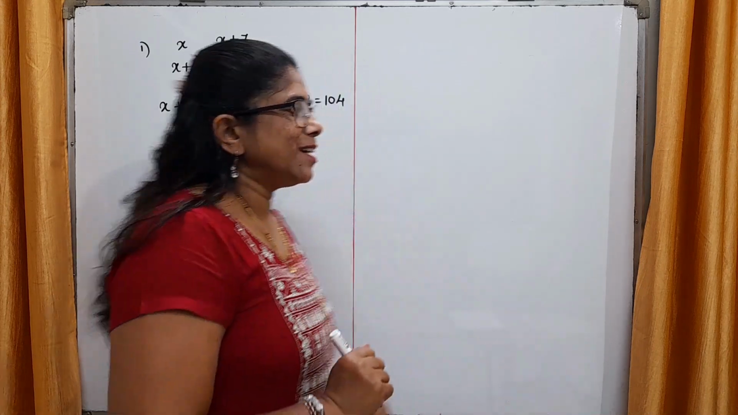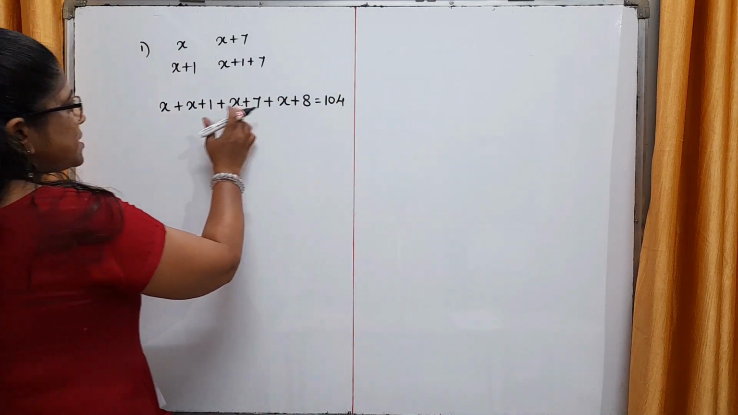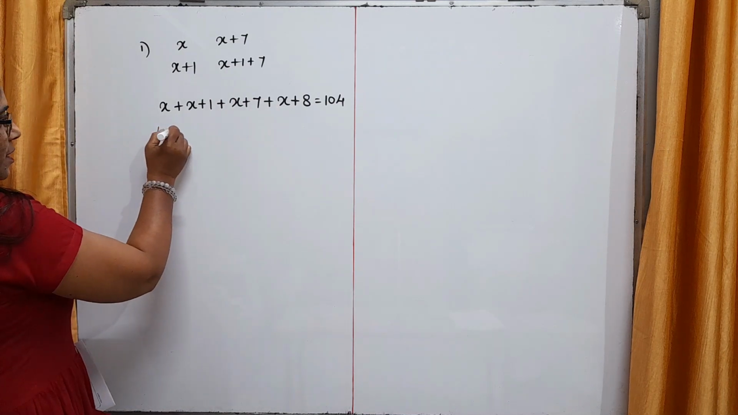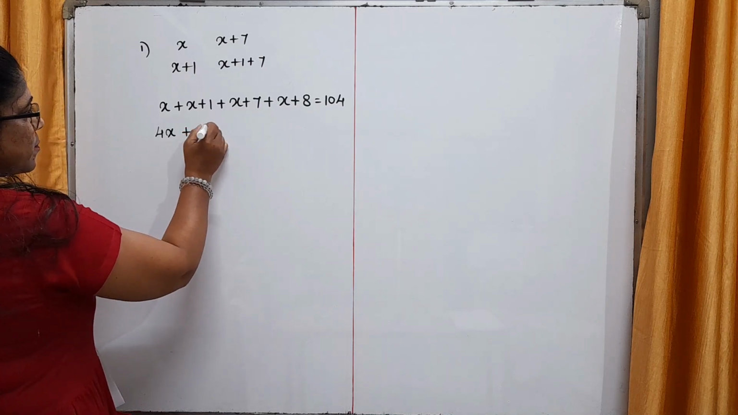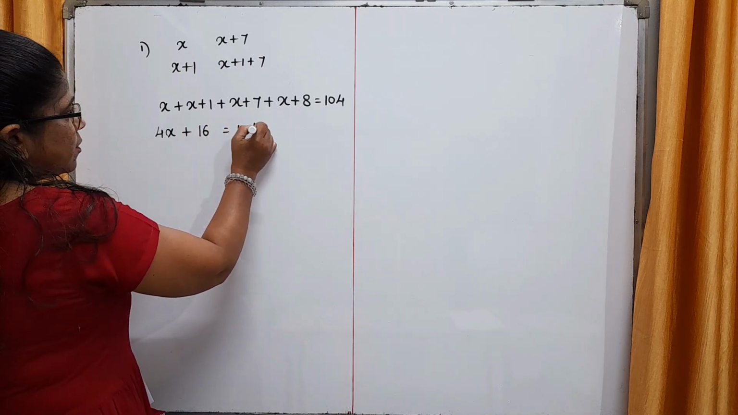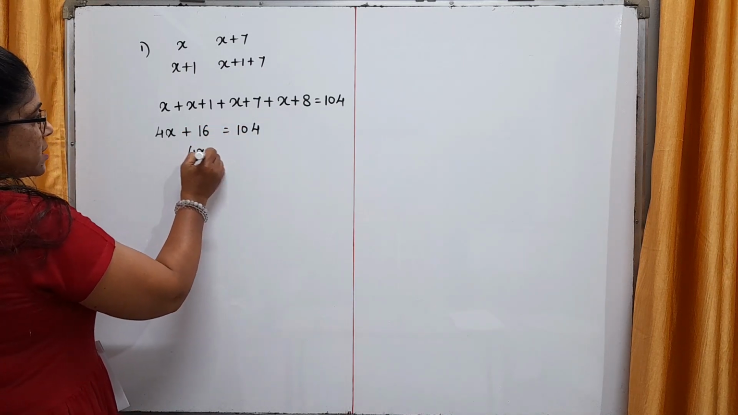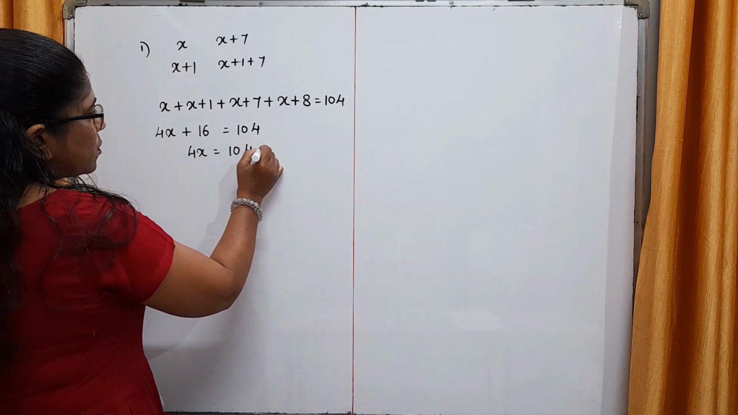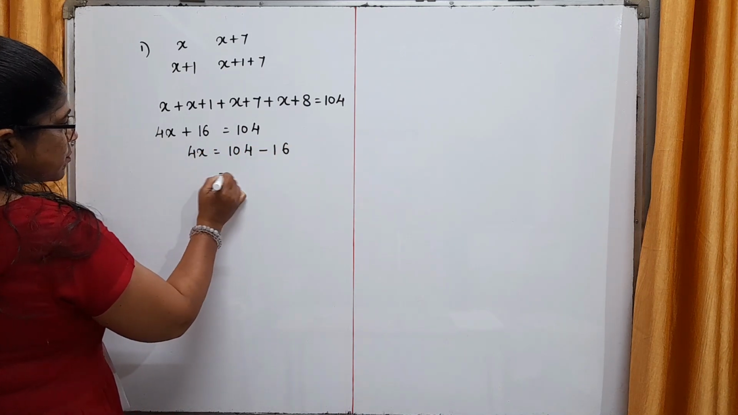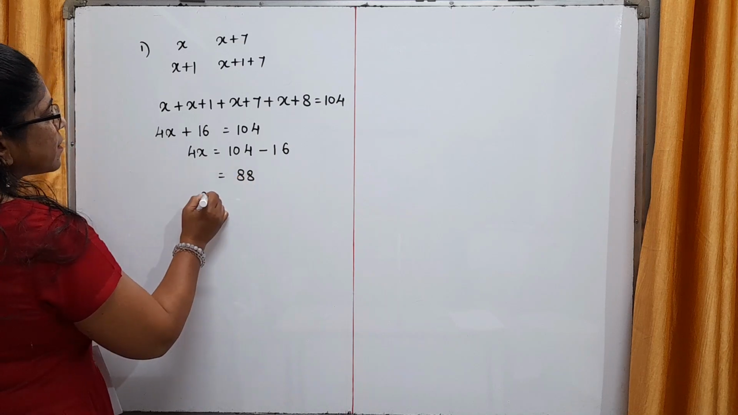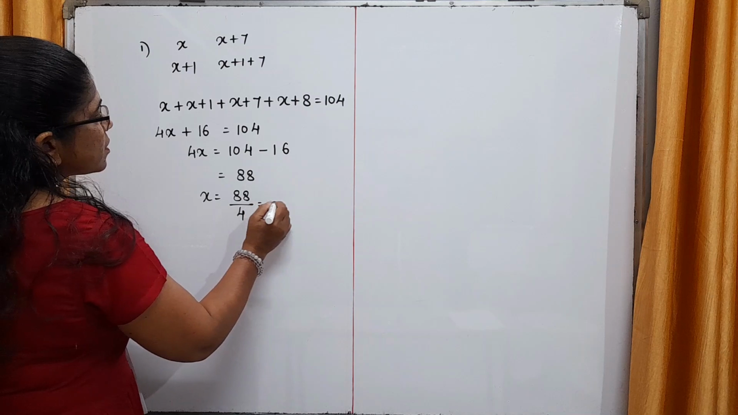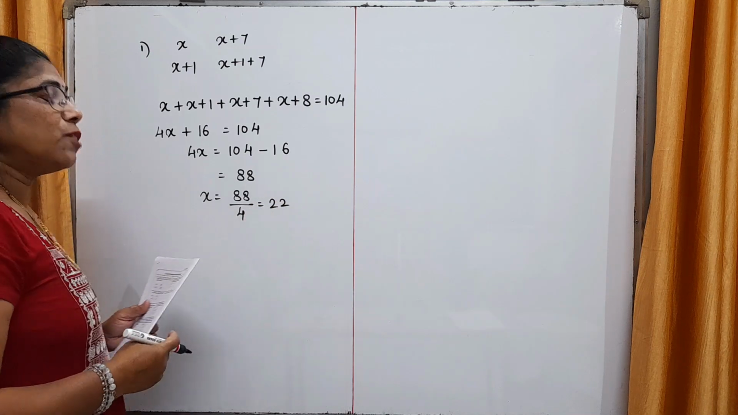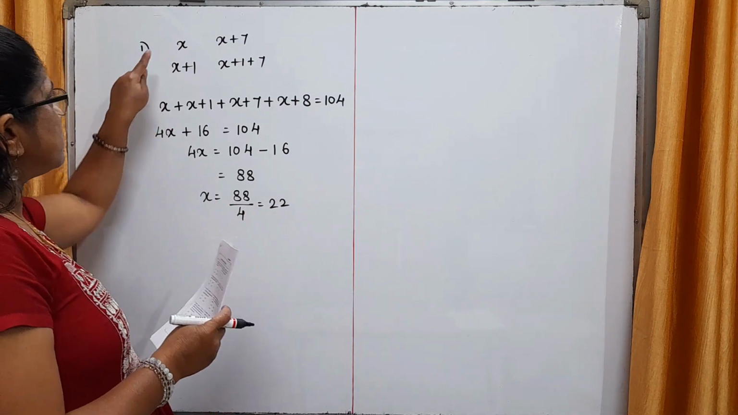But that is not our answer. X plus X plus X plus X, it's 4X, plus 1 plus 7 plus 1 plus 7 is 16, equals 104. 4X is 104 minus 16. It's 88. So X is 88 upon 4, that is 22. But the value of X is 22, which is our first date.